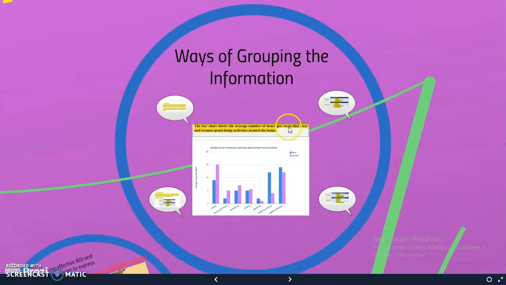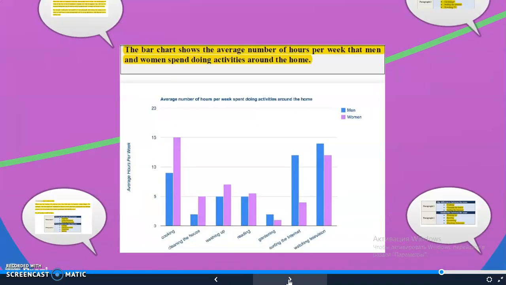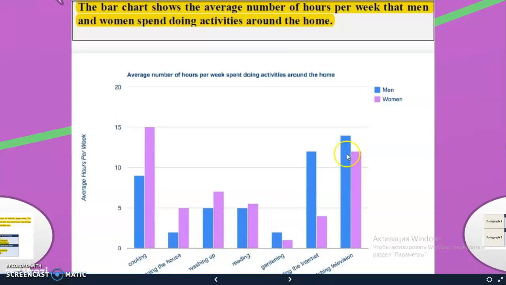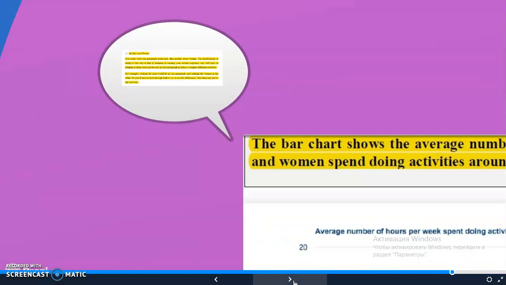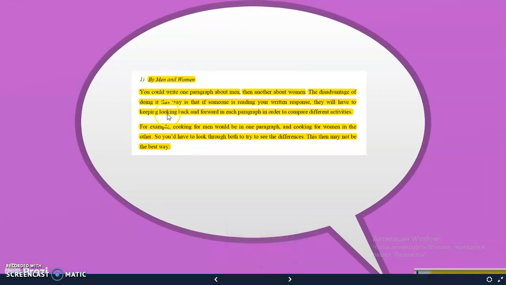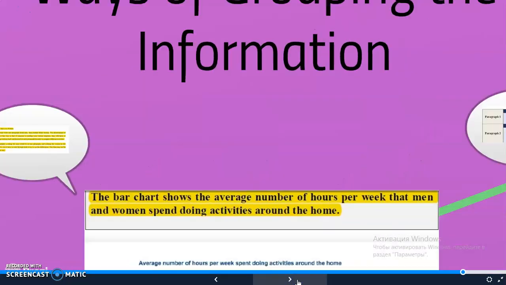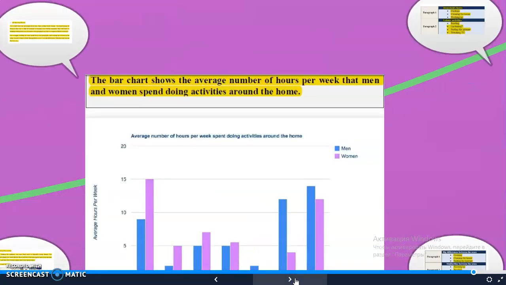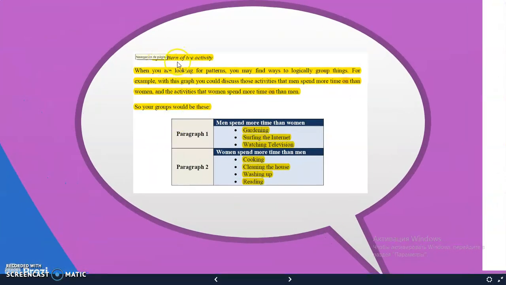So ways of grouping information, this is very important. Without this you would be given a very low score. So by men and women we have grouped, you will have to look through this answer. And then in paragraph 1 we have to group these three together. In paragraph 2 we will have to group these together. So again, body paragraph 1 and body paragraph 2.